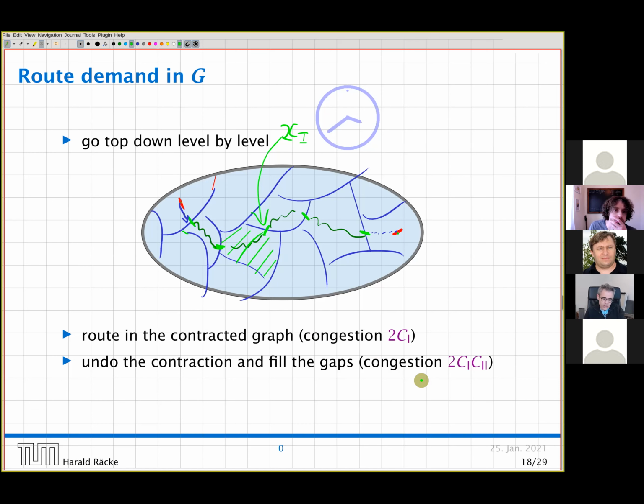If every boundary edge would send and receive at most 1, then I could route this with congestion C2. But now every boundary edge actually routes 2 times C1, so I will have a congestion of 2 times C1 times C2. This is the congestion that I need at this step everywhere. And then for every level in this hierarchy, I get this congestion. So roughly the quality in the end will be the height times C1 times C2.